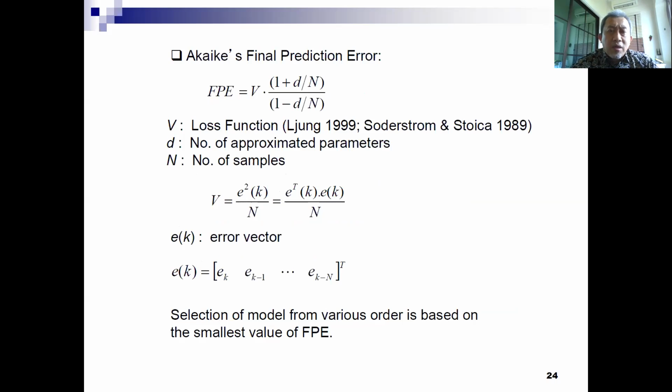The formula is given by FPE equals V times (1 plus D divided by N), divided by (1 minus D divided by N). V is the loss function, D is the number of estimated parameters, and N is the number of samples. Therefore, V equals the sum of e squared divided by N, which is E transpose multiplied by E divided by N, where E is the error vector. So the calculation is based on the value of the FPE. Usually if it is almost 0, then the model will be accepted.